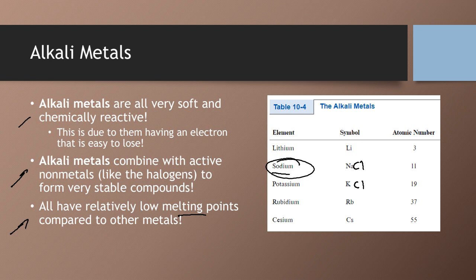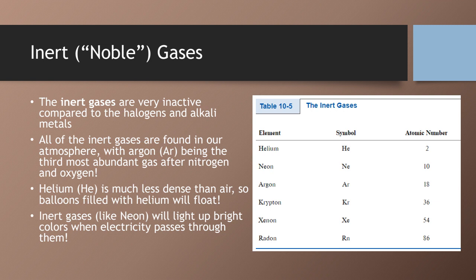Finally, another family is the inert or the noble gases. They're called inert gases, I guess now. They were always called noble gases when I was in school. So you may have heard either way. These are the opposite of the other two groups. They are very inactive compared to all elements. They do not do much in chemical reactions.